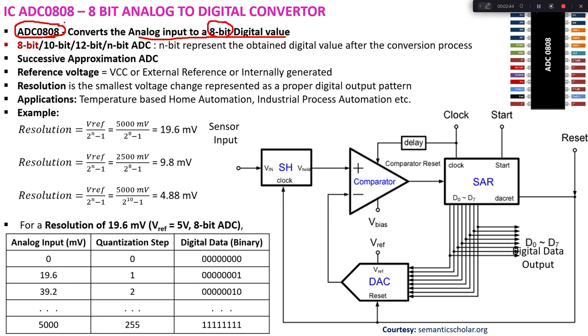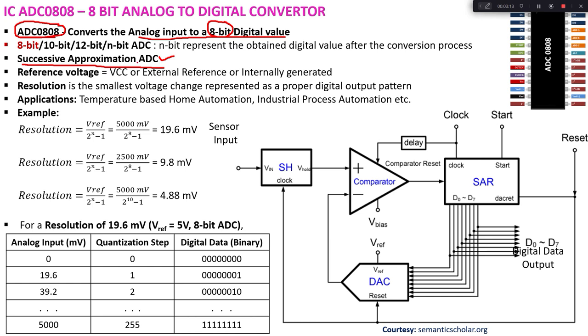ADCs, analog to digital converters, are available with different mechanisms: flash ADCs, successive approximation ADCs, and sigma delta ADCs are available. In the ADC0808 IC, it makes use of a successive approximation ADC. This is the mechanism by which your analog voltage gets converted into a digital value. We will look at how this works.